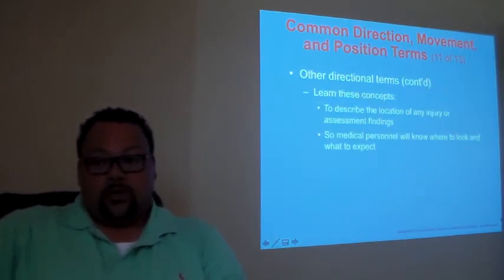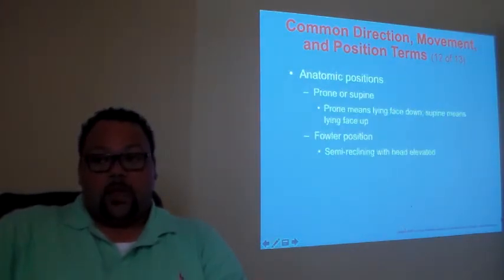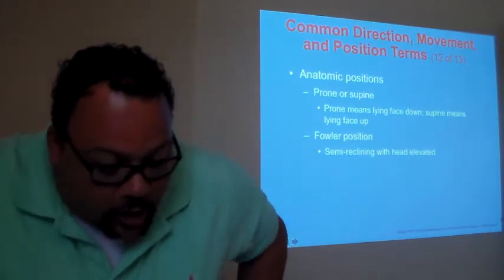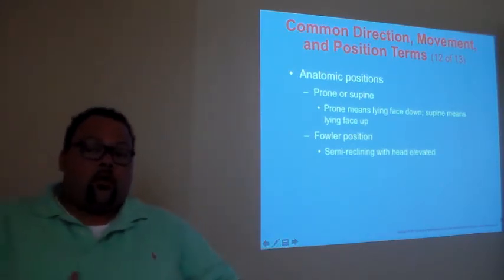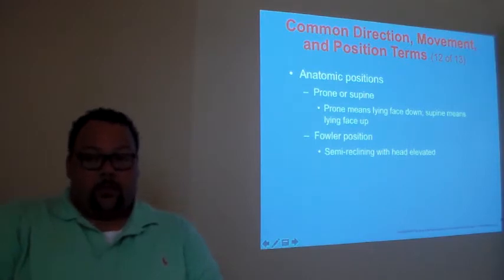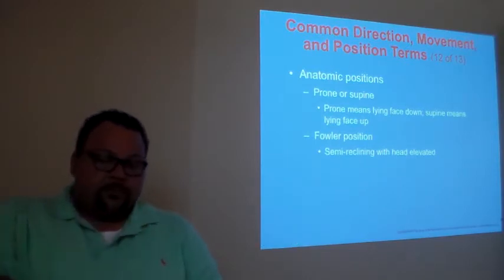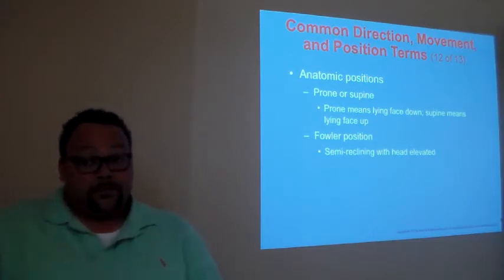We have some other directional terms that we commonly use when we talk about injury, but the big ones that we use are anatomical. And when we talk about anatomical, we talk about prone versus supine. Prone means you're lying face down. And you'll see, like I said, your trauma patients, sometimes you see that. Supine means you're laying on your back.